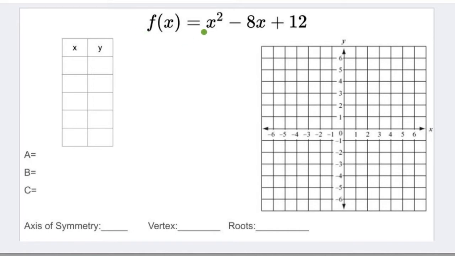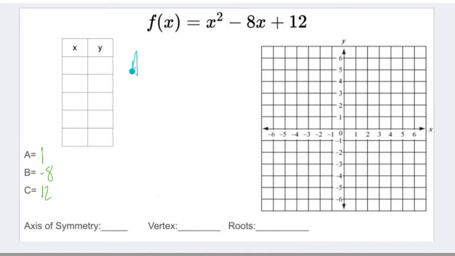So here we have f of x equals x squared minus 8x plus 12. Remember that f of x just means y. So a is 1, b is negative 8, and c is 12. So that's our y-intercept. That's great, except this graph only goes up to 7. First thing we want to find is the axis of symmetry and then the vertex.